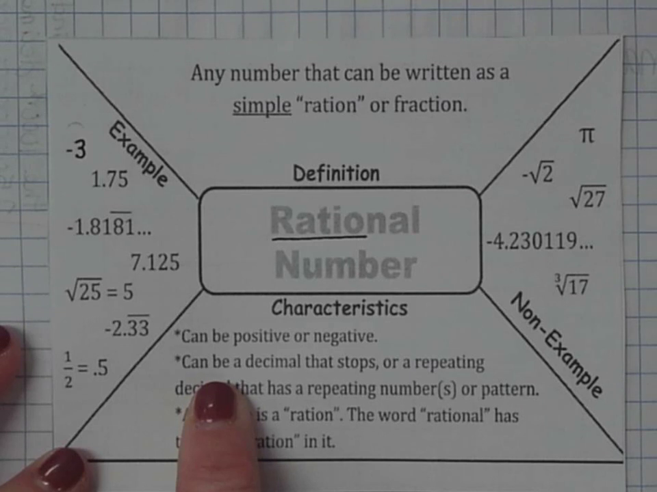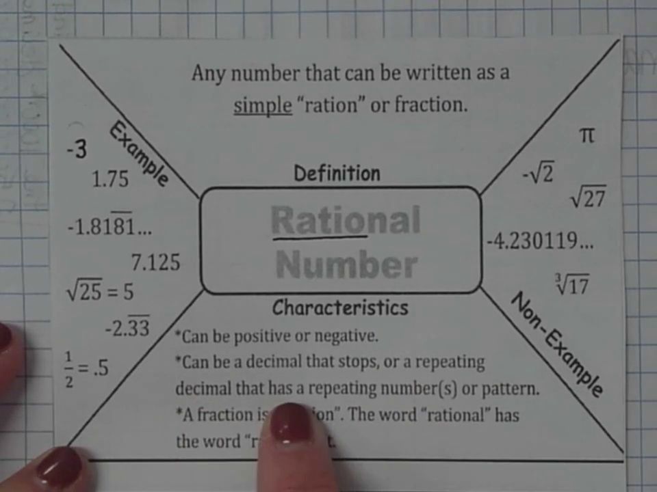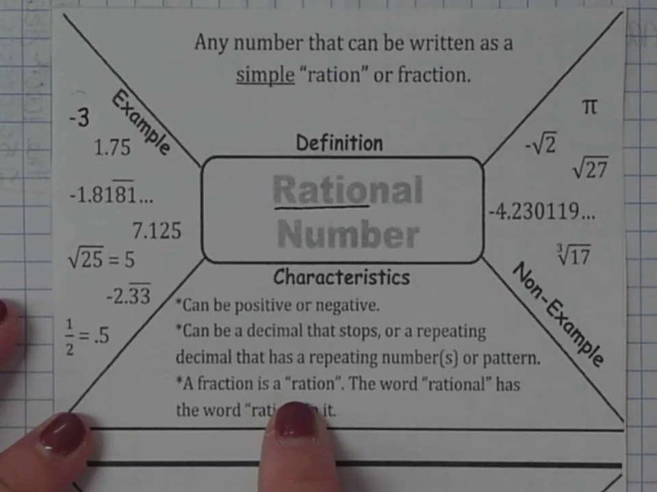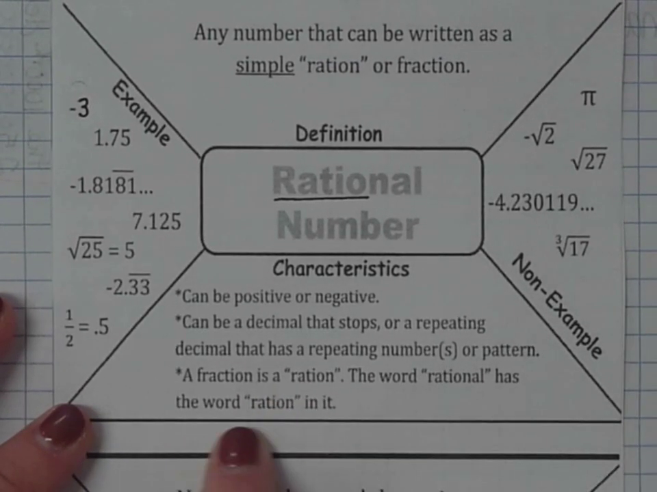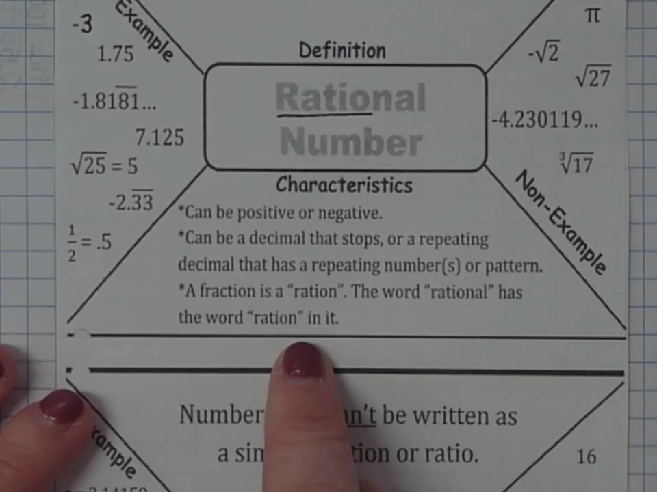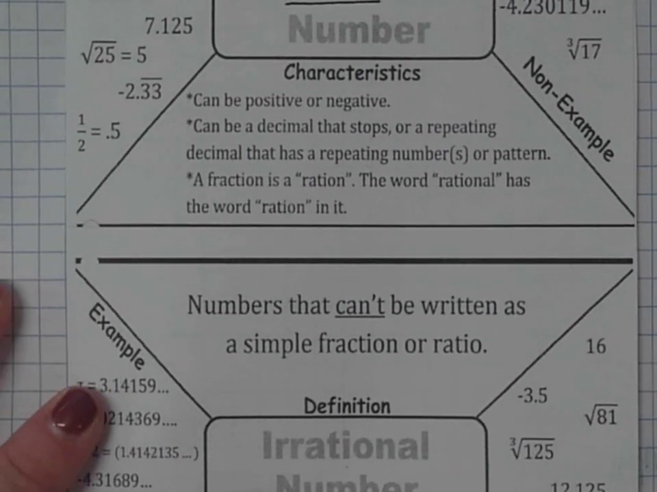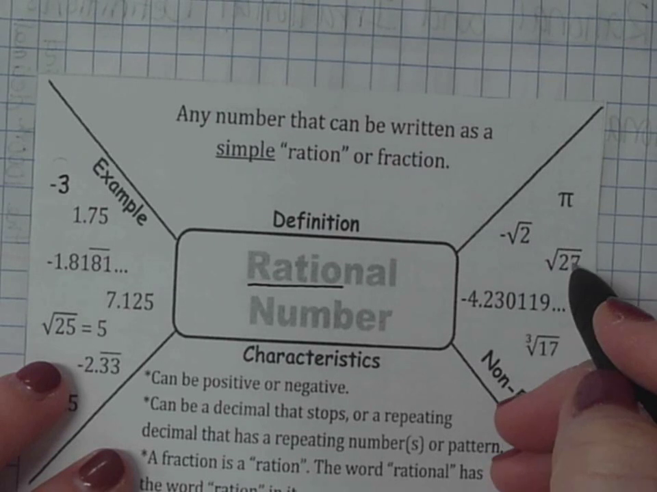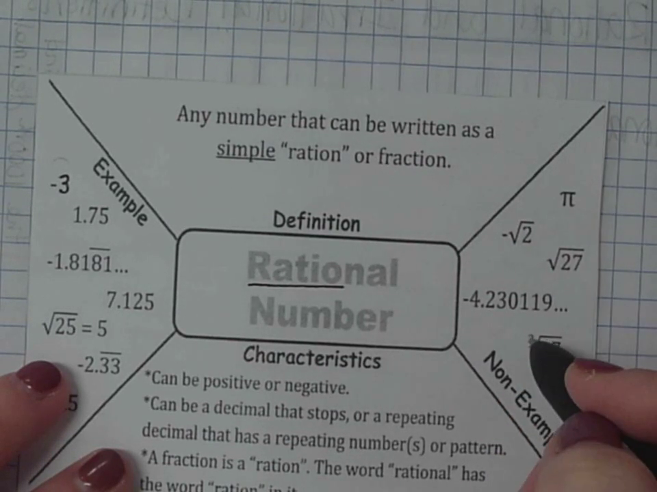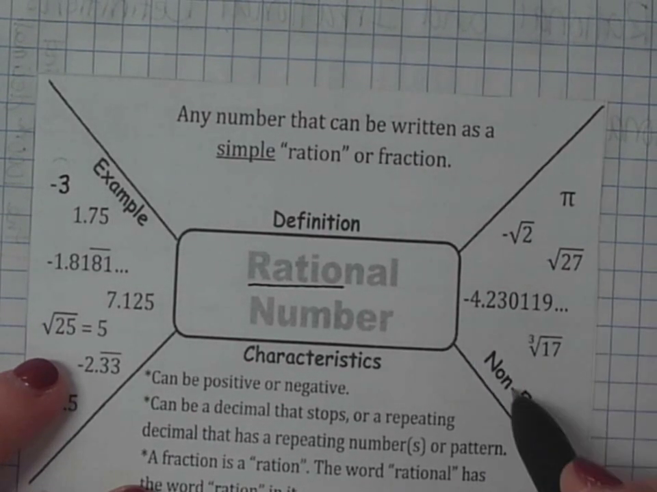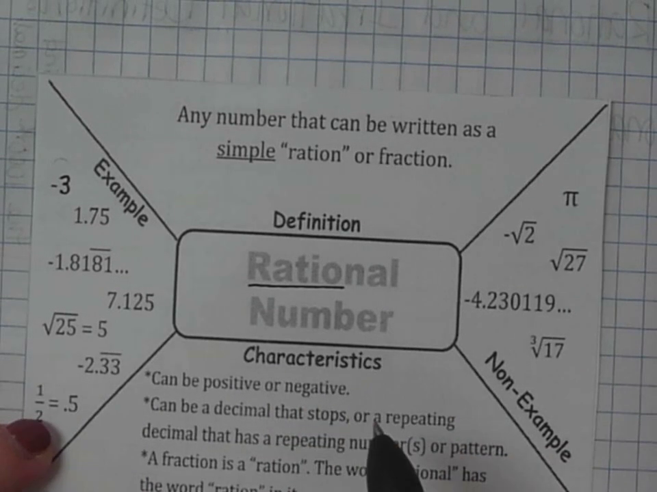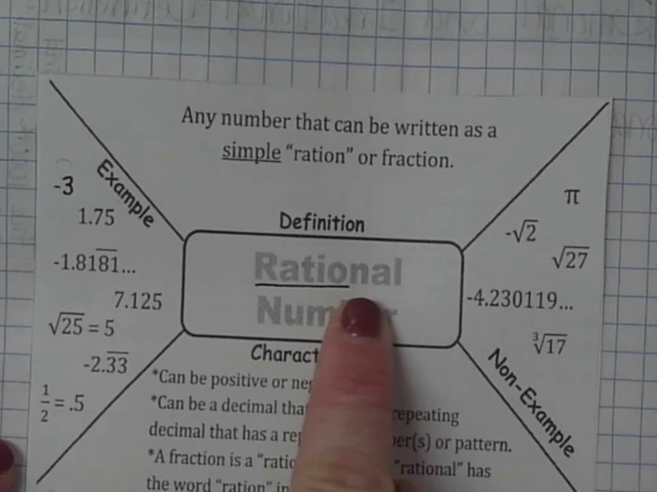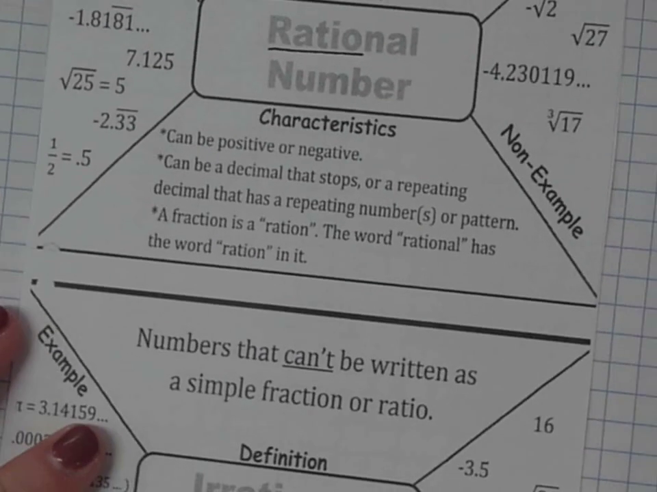But can be positive or negative, can be decimals that stop or repeat, that have a repeating number or pattern. A fraction is a ratio. The word rational has the word ratio in it. Okay, irrational, and then there are just examples. Remember, pi doesn't repeat. If it's not a perfect square, or even a perfect cube, it would be a non-example of a rational number. Square root of 25 is equal to 5, so that is an example of a rational number.